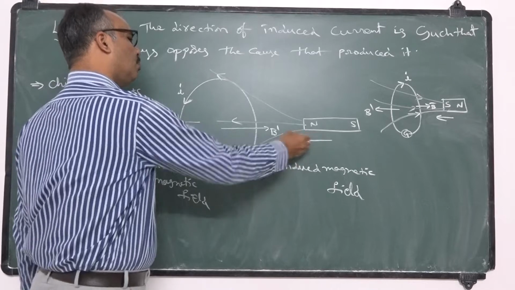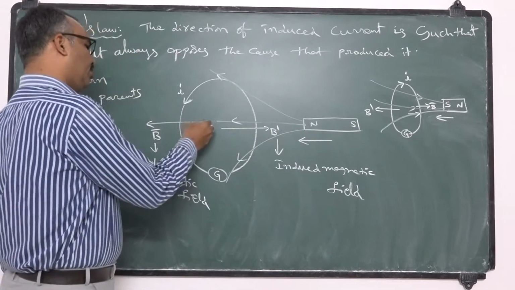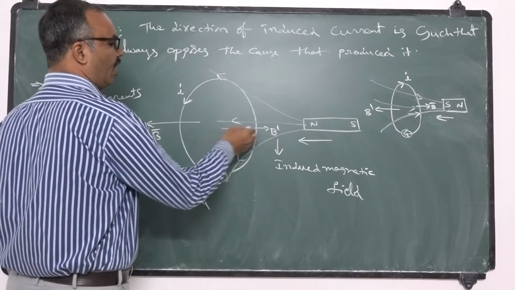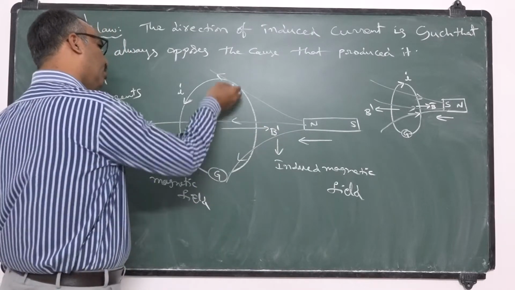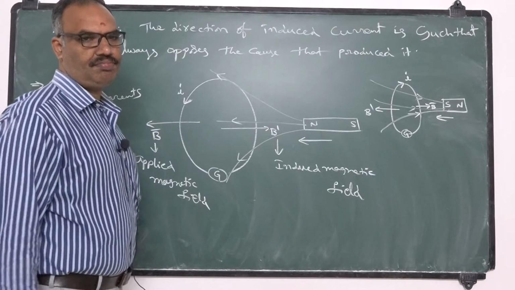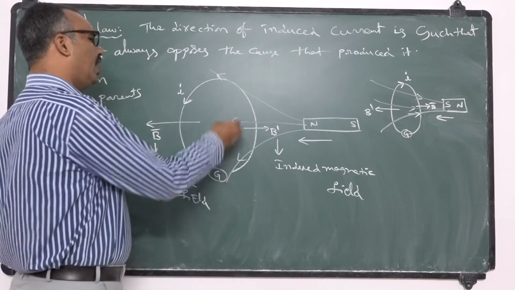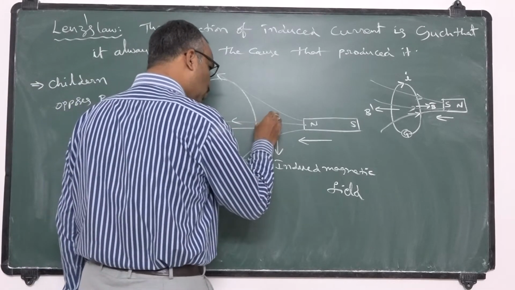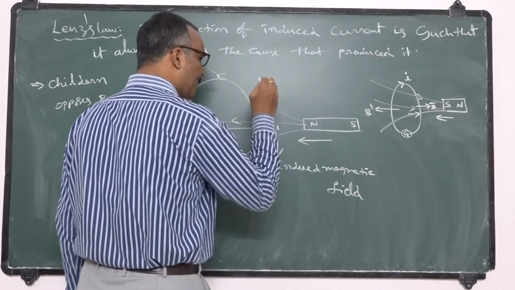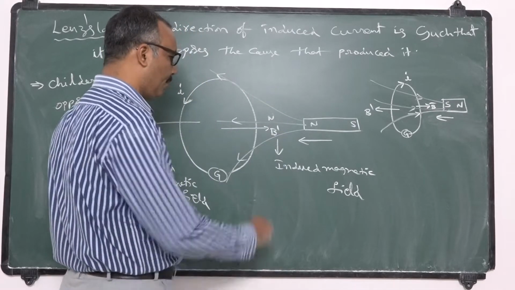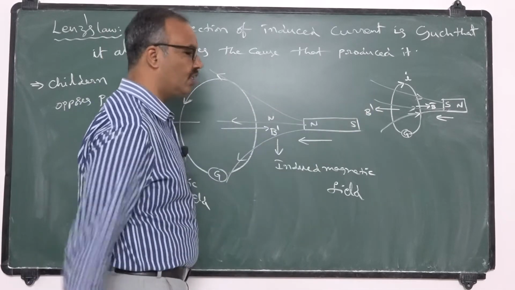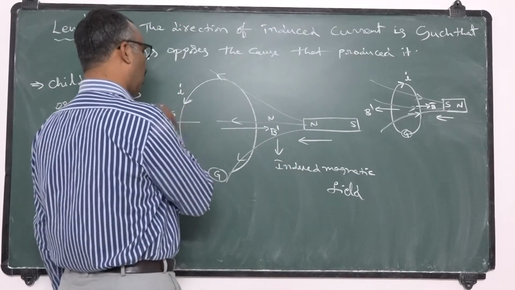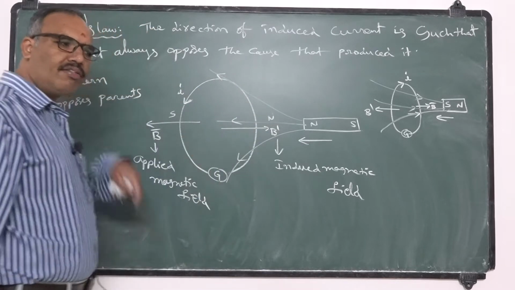Here north pole is approaching, applied field is in this direction, the induced field is in this direction. In order to have the induced field in this direction, the current is going in this direction. So current is going anti-clockwise. Induced field is like this means induced field is having north pole in this way, because from north pole lines of force should go that side. This north pole is opposed by the north pole of the induced magnetic field.